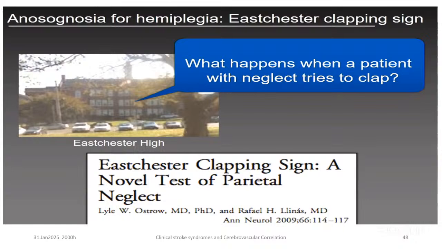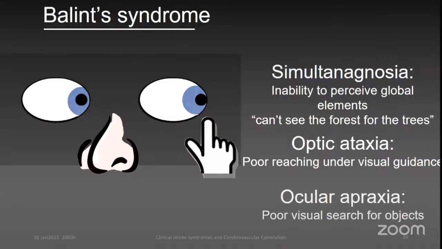Then they went into their chronic stroke center and identified the right cerebral hemisphere stroke chaps who got a left hemiplegia and asked them to clap. They started clapping with only one hand. Then it is called Eastchester clapping sign, a novel test of parietal neglect. So it's interesting, isn't it? Some of these are very important.